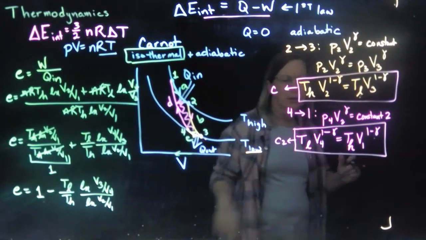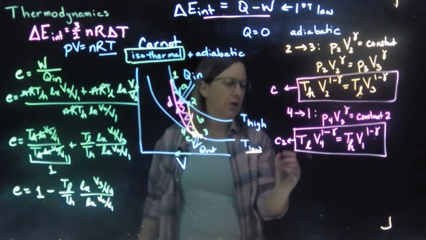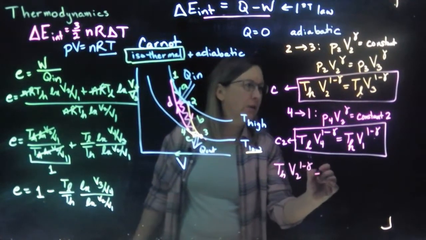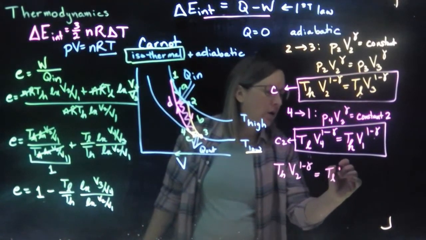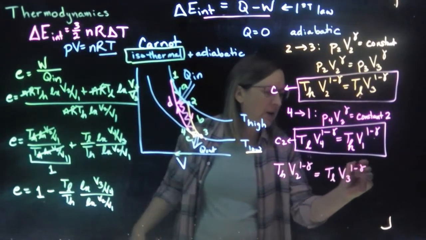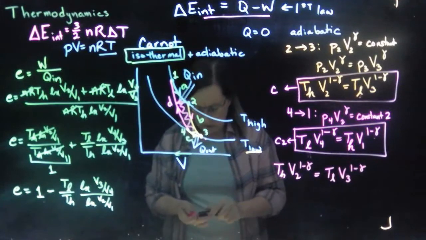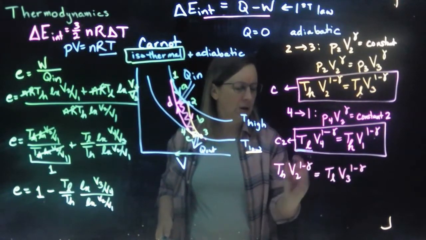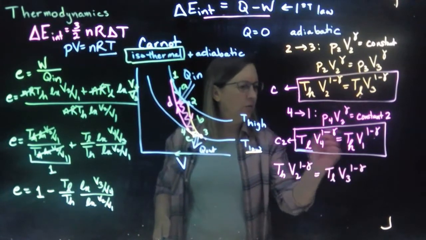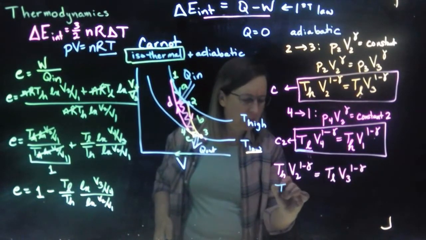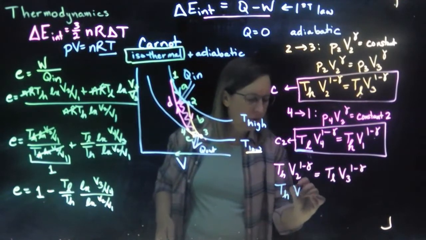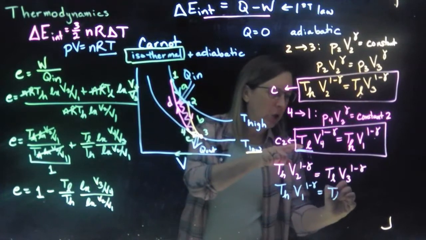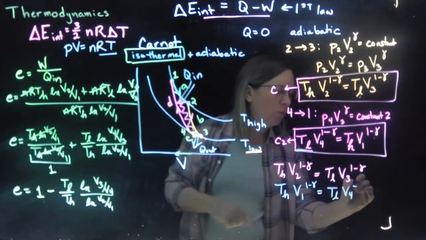So I'm going to take this first equation, T high V2^(1-gamma) is equal to T low V3^(1-gamma). And I'm going to rewrite my second equation here. So this is my second equation right here. I'm just going to switch sides. So this is going to be T high V1^(1-gamma) is equal to T low V4^(1-gamma).